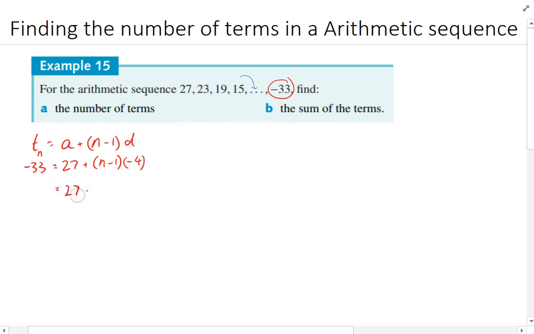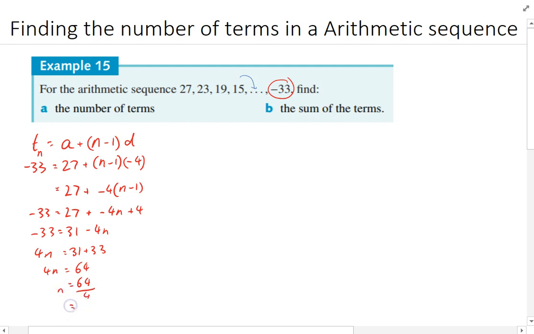All right, so rewriting this just a little bit. It's going to be more useful if the negative 4 is out the front so we don't get confused. 27 plus negative 4n plus 4 equals negative 33. Then we have 27 plus 4, which is 31, minus 4n equals negative 33. And I can rearrange this. 4n equals 31 plus 33, which is 64. So 4n equals 64. 64 divided by 4 is going to give us n, which means n is 16. That means there are 16 terms in this sequence.